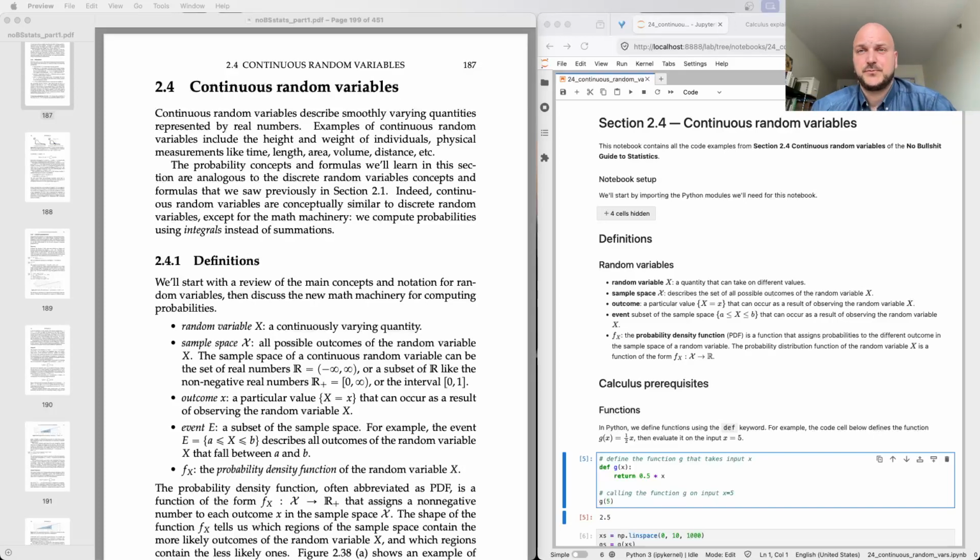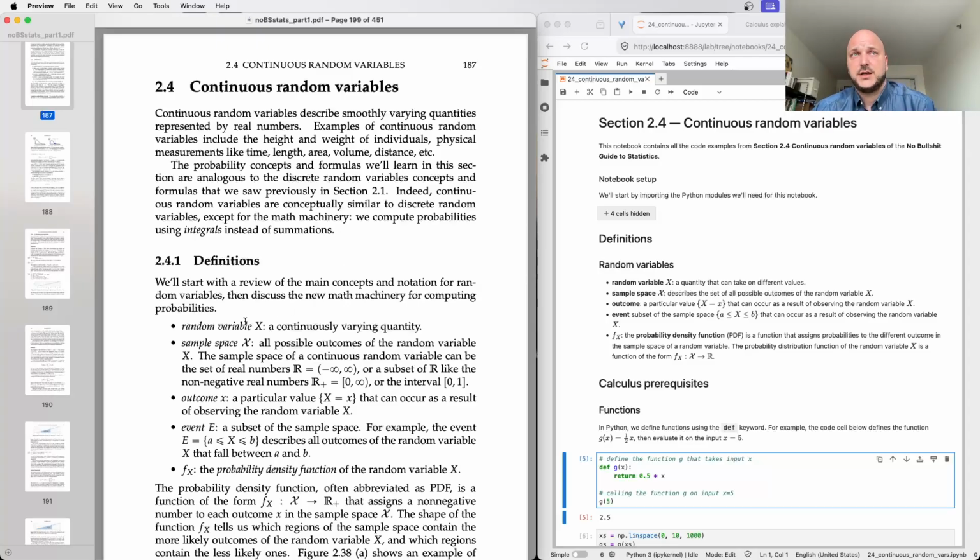Hello everyone. This week the focus is on continuous random variables. What are they? Well, many quantities in the real world are smoothly varying. So the height of a tree or the weight of an apple, it's not a discrete value like 1 gram, 2 grams, 3 grams, but it could be 1.543 grams.